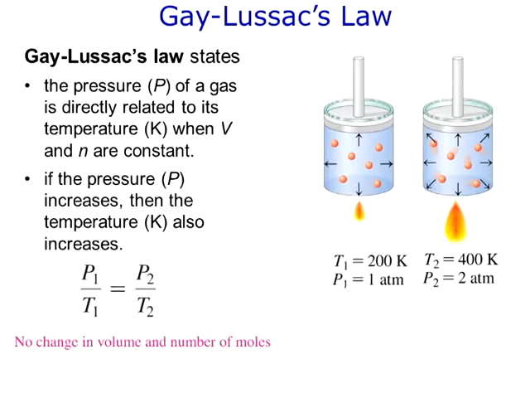Then there's Gay-Lussac's law. Gay-Lussac's law states that the pressure of a gas is directly related to its temperature, K, when V and N are constant. V and N are constant, that means it does not show in the equation, regardless if they give me values for it. I ignore it in any calculations involving Gay-Lussac's law. Gay-Lussac's law involves pressure and temperature. If the pressure increases, then the temperature K also increases. So pressure and temperature are directly proportional in Gay-Lussac's law.